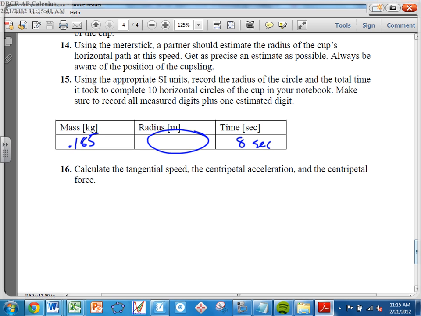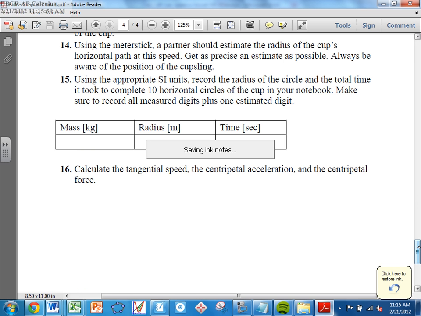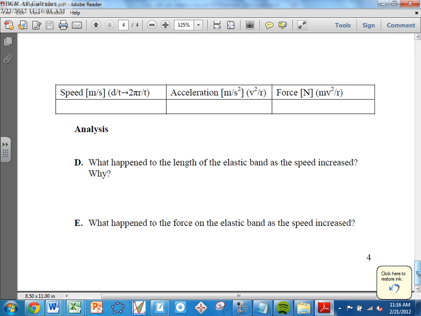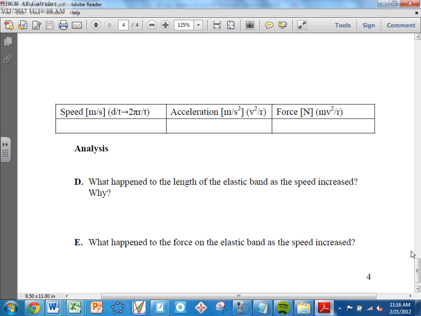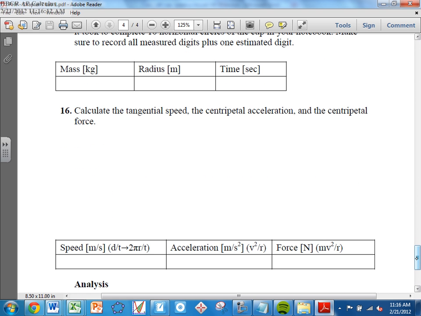Now, same thing again. You have a measured radius. You've got a time. Find all three things: find speed, acceleration, and find the force. The last discussion questions are pretty much asking you to take a look and say, what happens to the length of your radius, and what also happens to the force as the speed increases? So what can you compare this to?